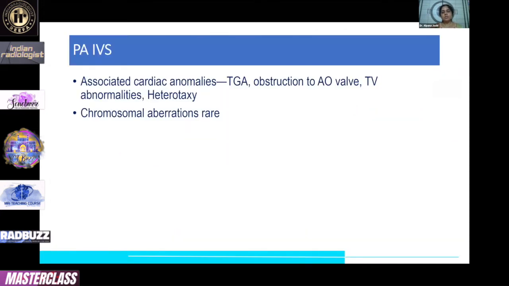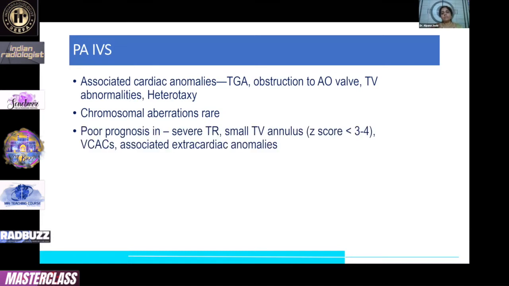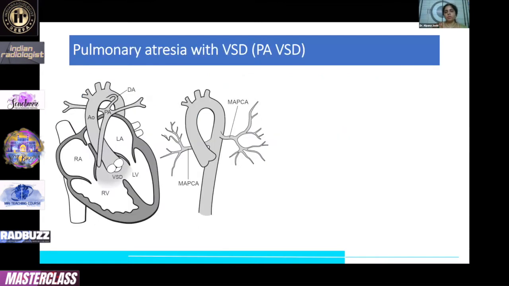So this is associated with other cardiac abnormalities like TGA, obstruction to the aortic valve, TV abnormalities, heterotaxy. Chromosomal aberrations are rare. There is a poor prognosis in severe TR and when there is a small tricuspid annulus. When we see VCSEs and associated extracardiac anomalies, again, the prognosis is poor. We will just quickly go through pulmonary atresia with VSD. Again, it is covered extensively with CAT.